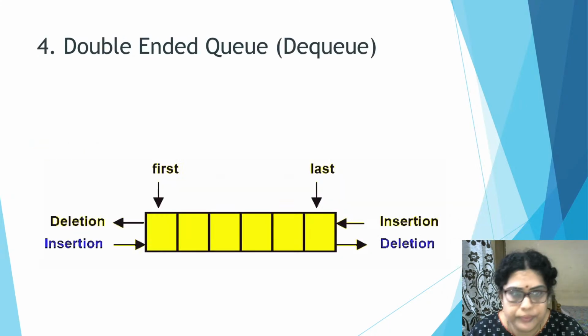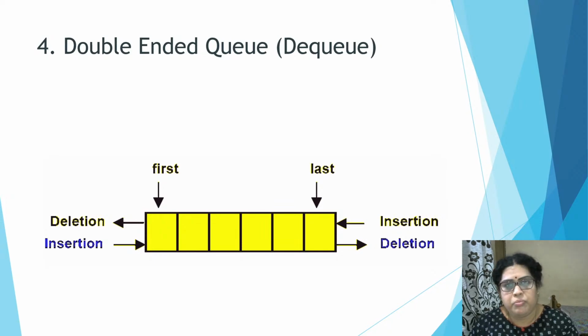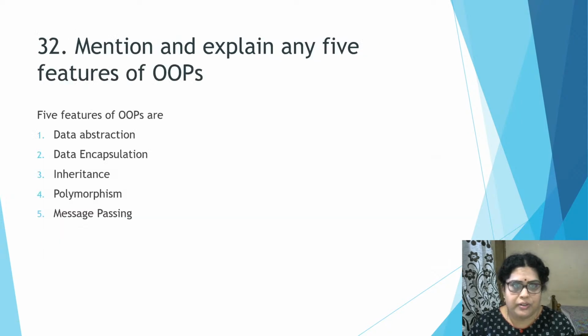Okay, next we have double-ended queue or DQ. DQ is where the insertion and deletion can happen at both the ends of the queue. Insertion can happen at the front of the queue as well as at the end of the queue. Similarly, deletion can happen at the front of the queue as well as the rear of the queue. So this one line has to be written, then you can draw this particular picture and you can get the marks.